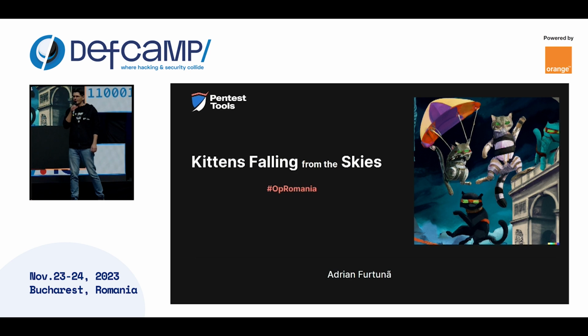I would like to start with a quick disclaimer. I want you to know that during this talk, no cat or kitten will be hurt. Even though they are falling from the skies, you can see that they are actually jumping with a parachute, and they land safely, so you don't have to worry about that.